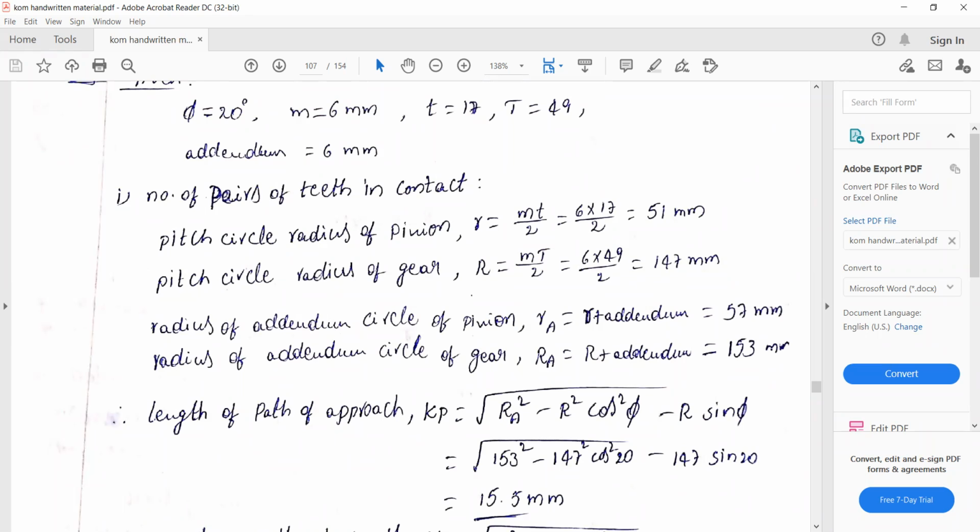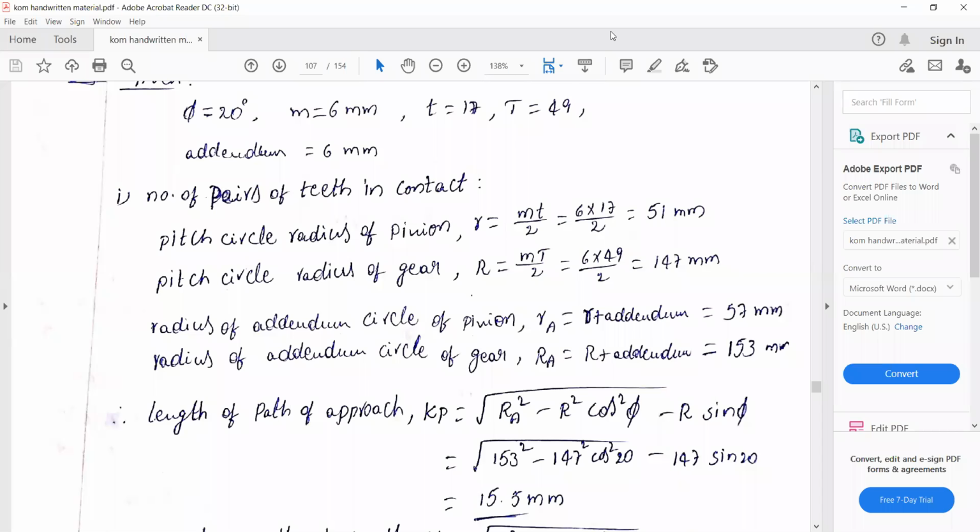That is also called the contact ratio. For getting the contact ratio, first you will find the path of contact and arc of contact. Then the contact ratio is identified. To find those values, let us take first the pitch circle radius of the pinion, small r equals mt by 2. How do we write this formula?